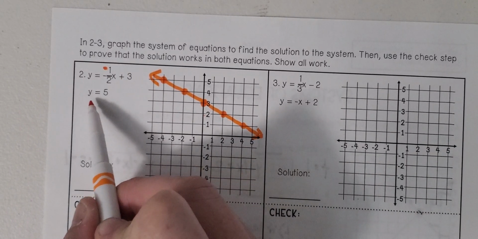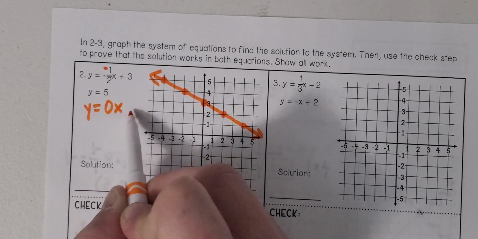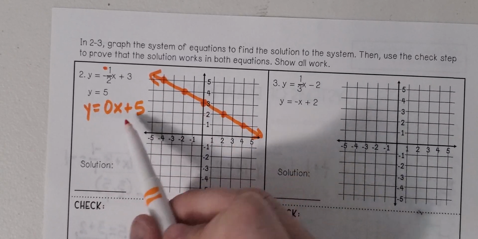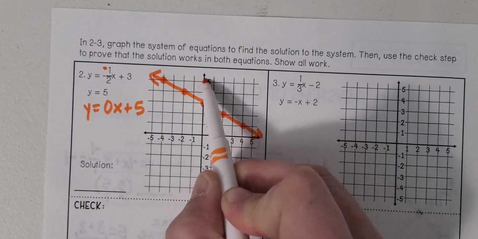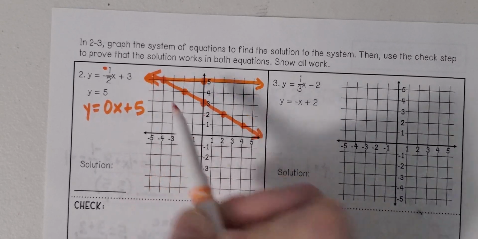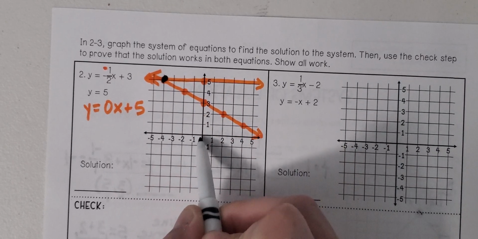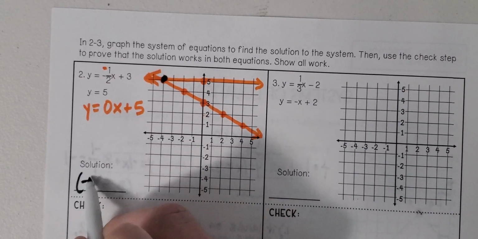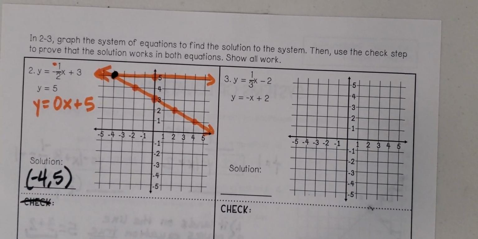My next line, if you look at this, it's y equals 5. There's no x. So that's kind of saying that if I had a 0x there, if I have a 0 slope, that means it's a horizontal line. And I know that my y-intercept is going to be at 5. So I have a horizontal line that goes through 5 on the y-axis. My solution point is where my two lines cross, which would be at -4, 5. I'm not going to worry about the check. We'll work on that at another time.